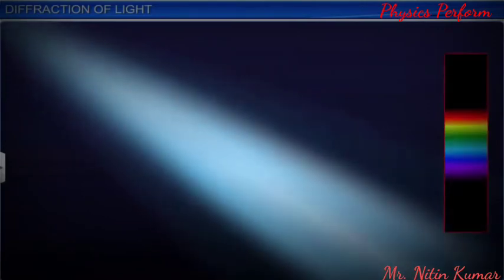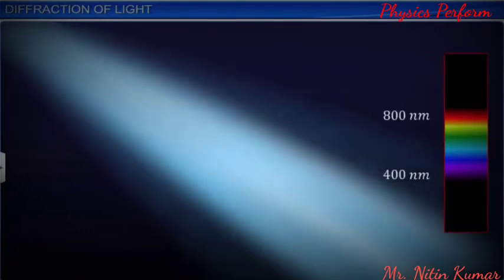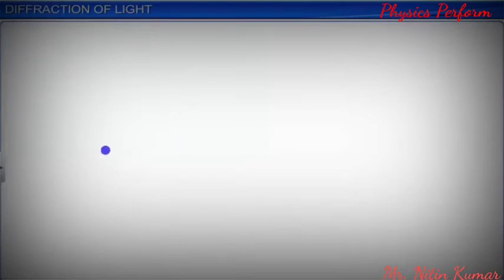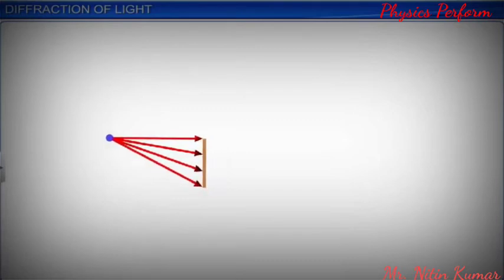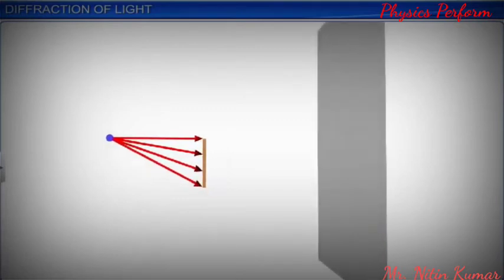This condition is also applicable to light waves. The wavelength of visible light is in the range of 400 to 800 nanometers. Since the wavelength of visible light is much smaller than the dimensions of most of the obstacles it encounters, we usually do not observe any diffraction. If a screen is placed behind an opaque object, light from the point source travels in a straight line and forms a shadow on the screen.